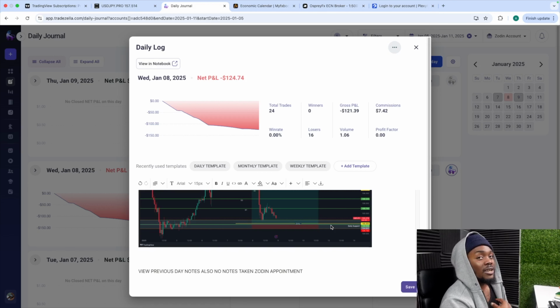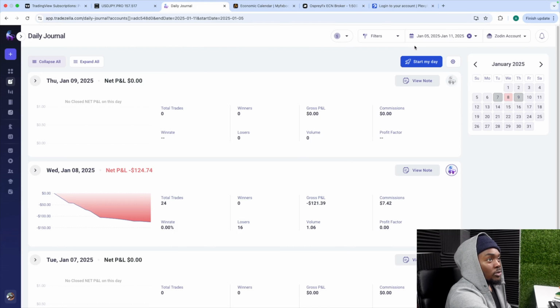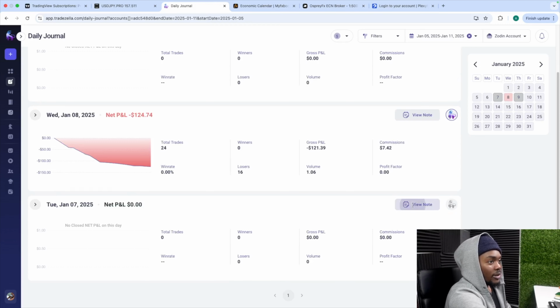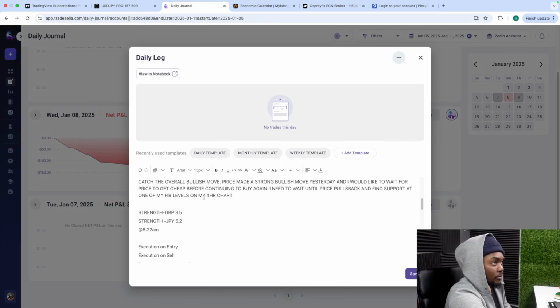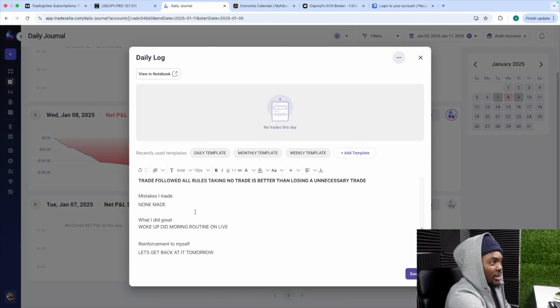Like I said, these are the insights that I need to learn and know about myself if I'm trying to become a profitable trader. So this is why I recommend every trader get TradeZilla, because TradeZilla is going to show you about you. So Tuesday is when I believe I took the notes on this trade, and I pretty much had this entire day marked up.